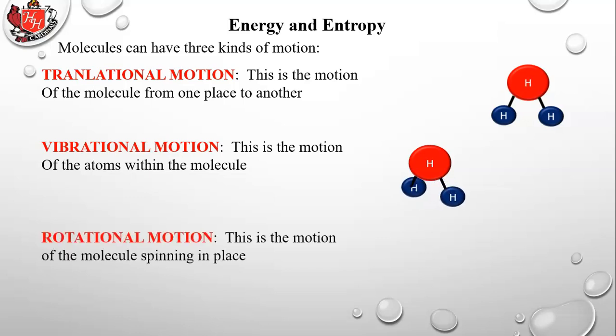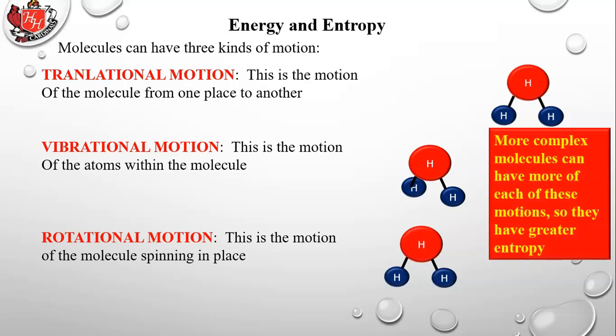And rotational motion, this is the motion of a molecule spinning in place. So there you see a molecule just continuing to spin around and around. And that's rotational motion. More complex molecules can have more of each of these motions, so they have greater entropy.